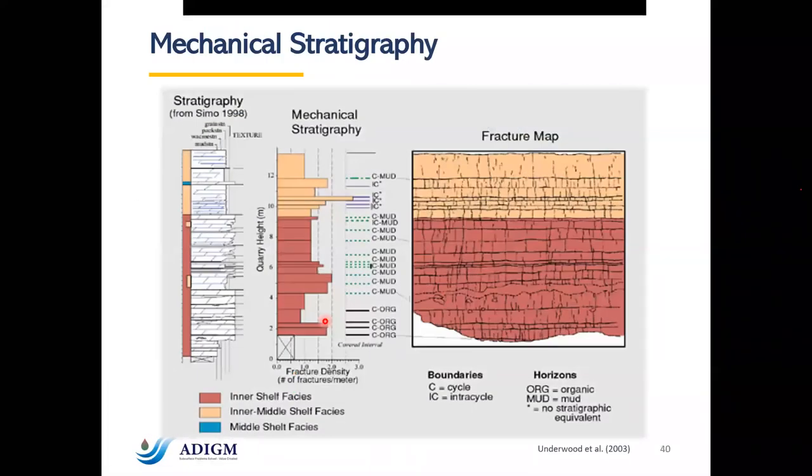So these are examples of how we define the mechanical stratigraphy. For example, the original stratigraphy defined from core includes several depositional environments. But in the mechanical stratigraphy, now it's only two. So this blue middle surface is gone. It's combined with this one. So these are the zonations that will be used during the fracture propagation.